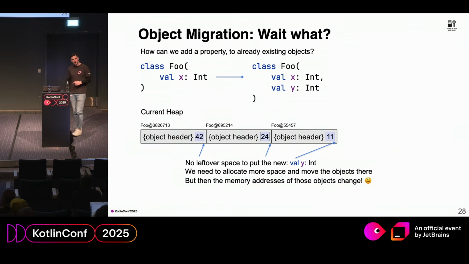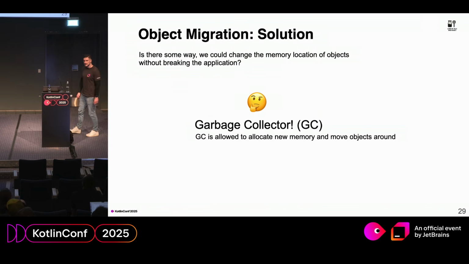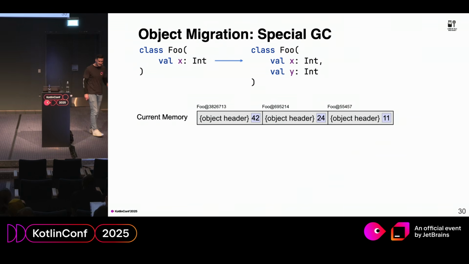But that also means that all of the memory addresses of all of those objects will change, right? And is there a solution or some way where we could change the memory location of objects without breaking the entire application? And there is. That's what a garbage collector does. A garbage collector is allowed to allocate more memory and move objects around. And here's how the JetBrains Runtime garbage collector does this when it reloads code.